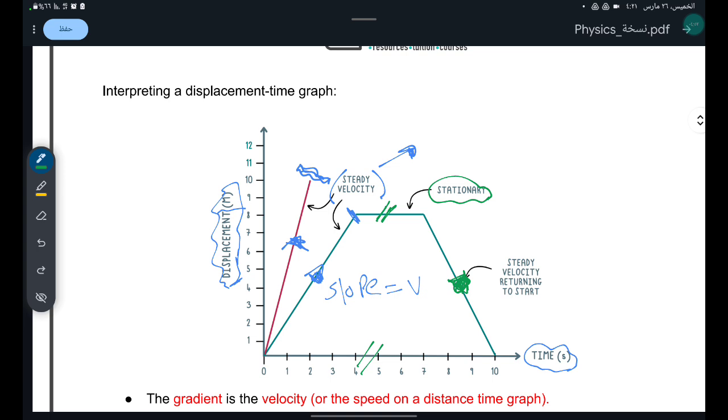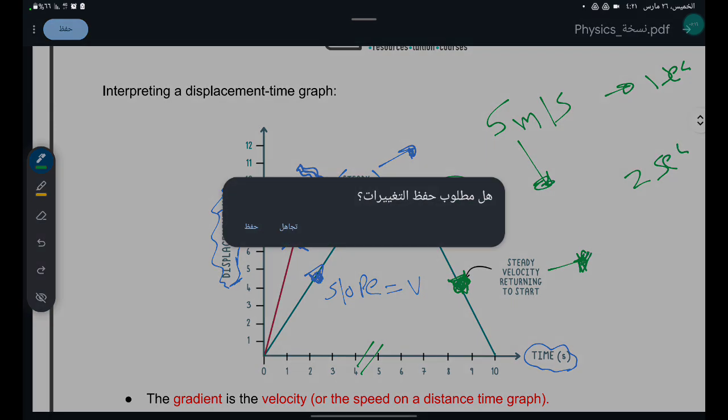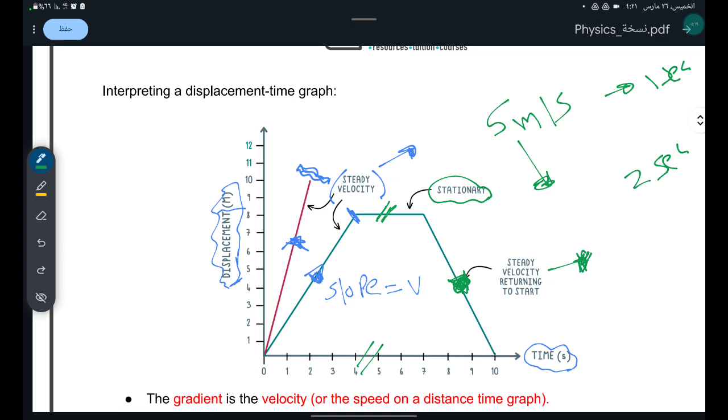This happens when velocity or speed is decreasing, such as he was moving at a speed of 5 meters per second at the first second. Then he moves with a speed of 2 meters per second. Notice here that the speed is decreasing by the time.